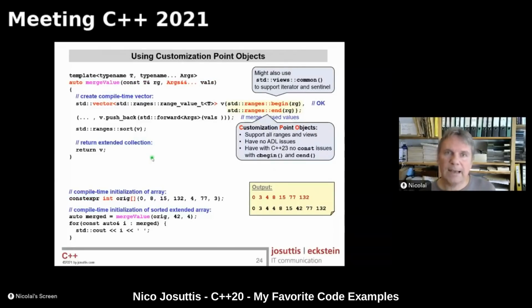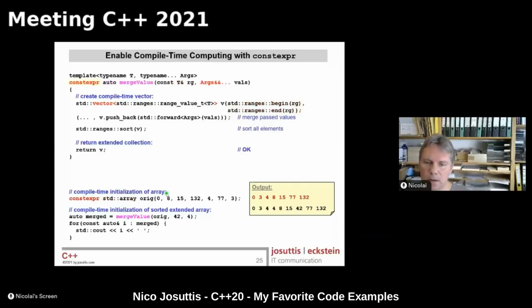So, and now I have said, wait a minute, everything is known at compile time. So can we somehow compute everything at compile time? Okay, constexpr is a way to say that. Let me try to compile this at compile time.